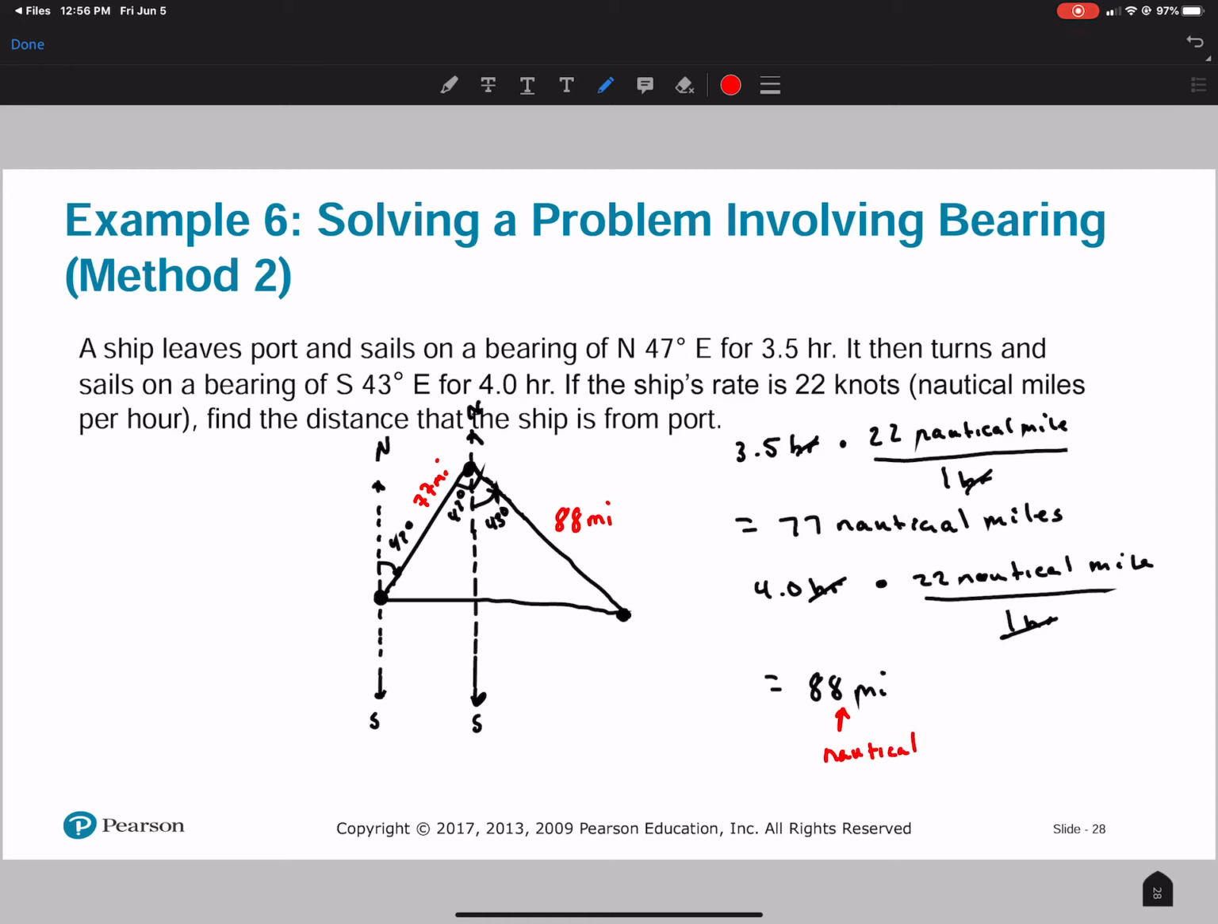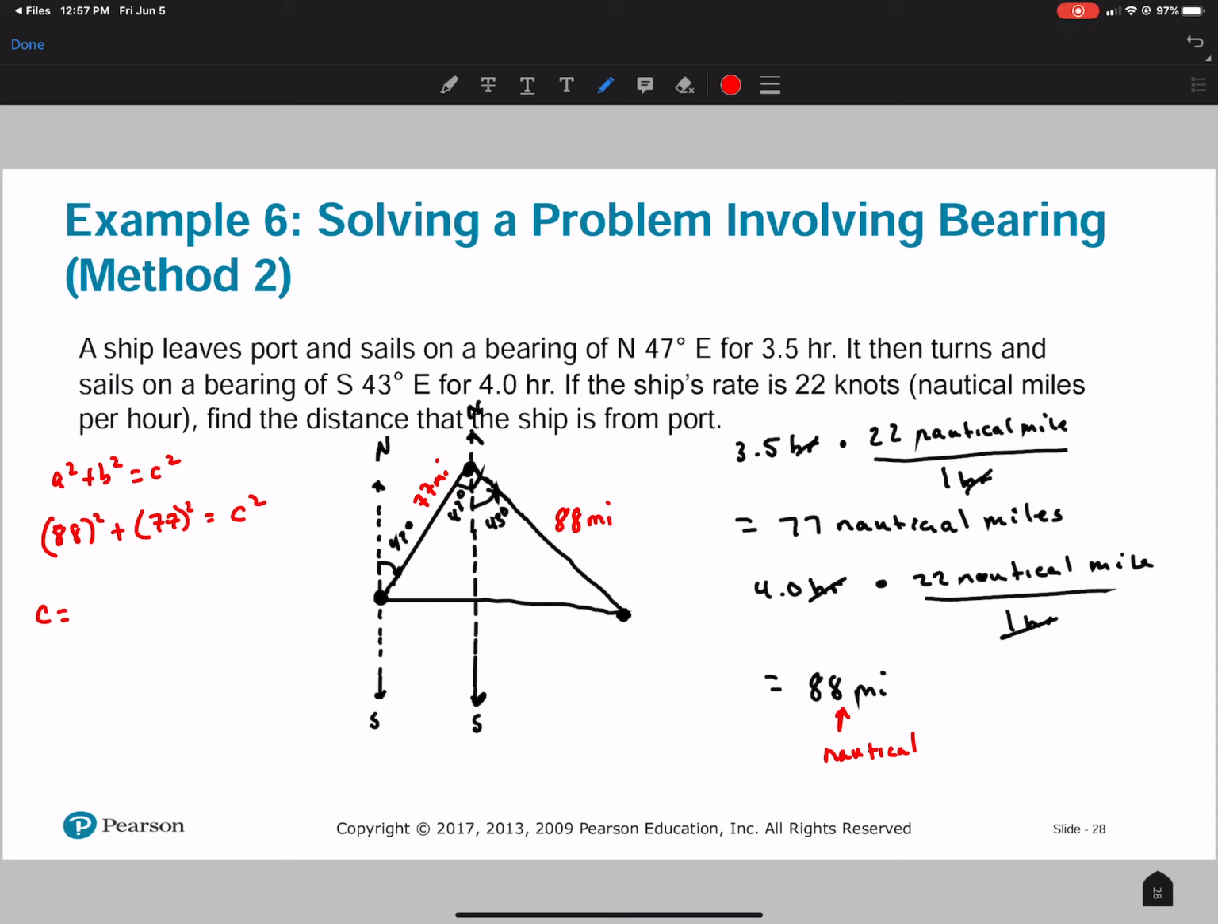Now, we're trying to find how far it went at the bottom, right? We're trying to find the length that it went down at the bottom. Now, that's easy because all we got to do now is do what? We have two sides, right? So we're basically trying to find the hypotenuse. So we're going to use a squared plus b squared is equal to c squared. Therefore, we're going to have 88 squared plus 77 squared is equal to c squared.